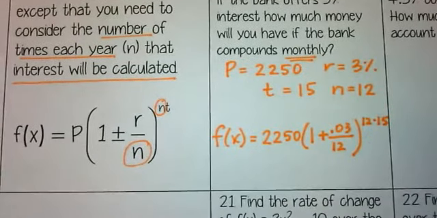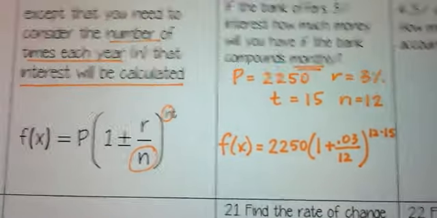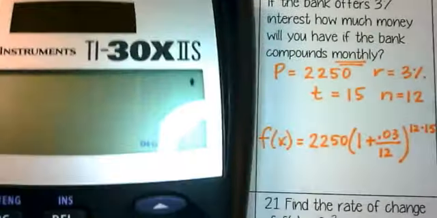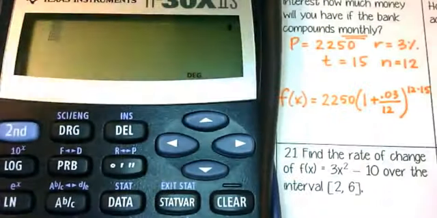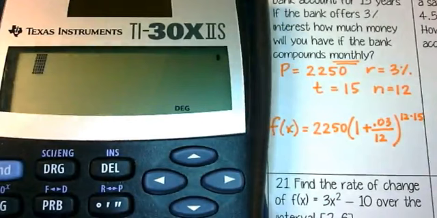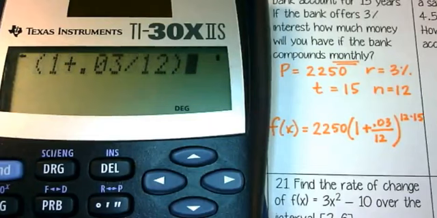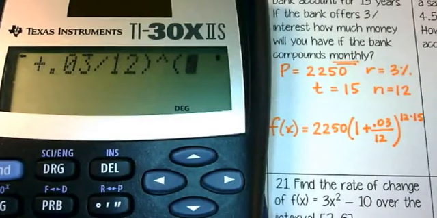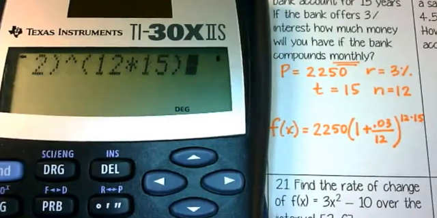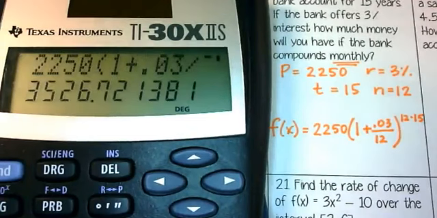All right, so when we go to the calculator, you can do this whole thing actually at once, but it requires a lot of sets of parentheses. So here we go. Let's see if we can get this all entered in here. So we have 2,250 parentheses 1 plus 0.03 divided by 12. Then we're going to close the parentheses. We're going to use the exponent button, but in the exponent, we need to use parentheses and say 12 times 15. Close the parentheses and then hit equals.